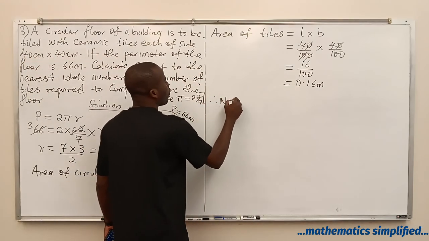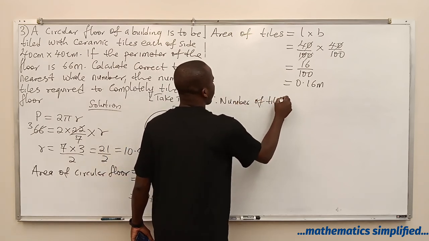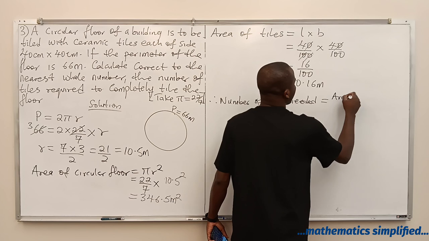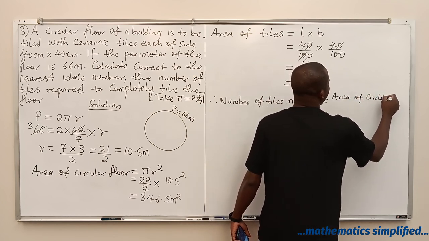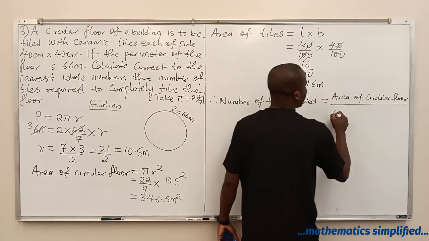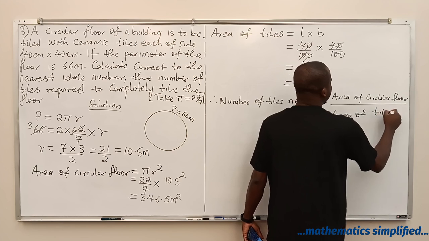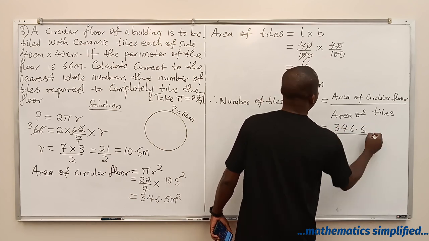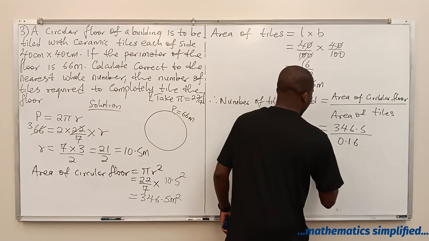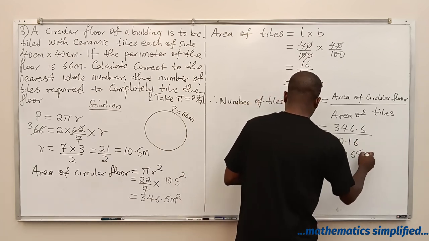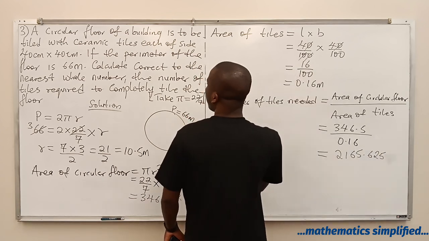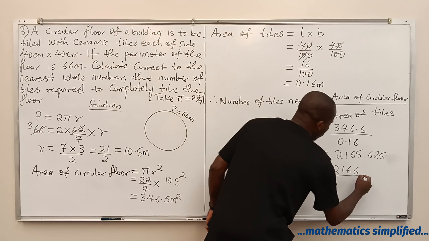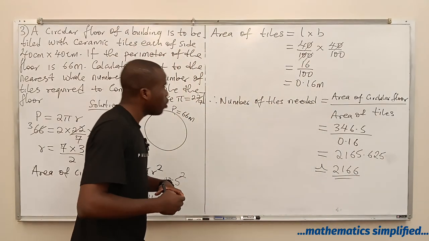Therefore, the number of tiles needed will be area of circular floor over area of tile. So area of circular floor we got as 346.5, and area of tile we got as 0.16, and if we divide we get 2165.625. We are asked to approximate it to the nearest whole number, approximately 2166, because this is up to 5. We round it up. So we need 2166 tiles to tile the circular floor.